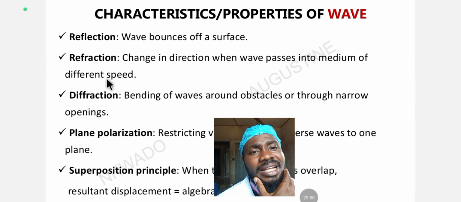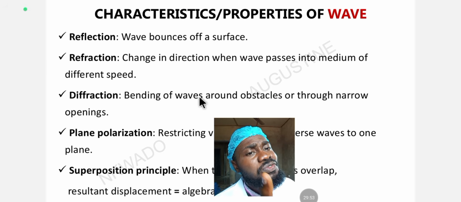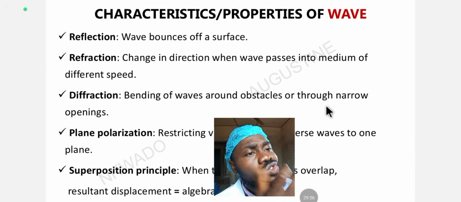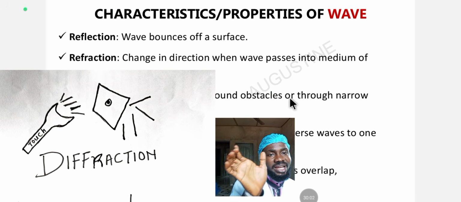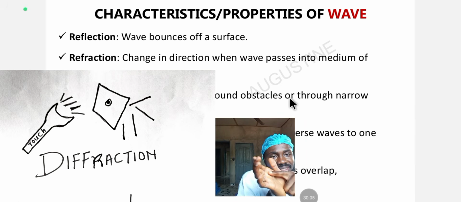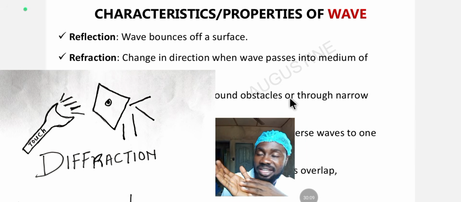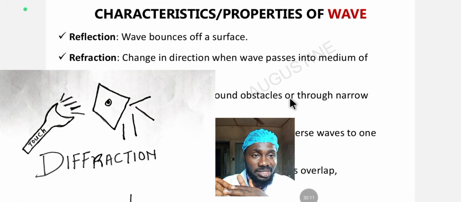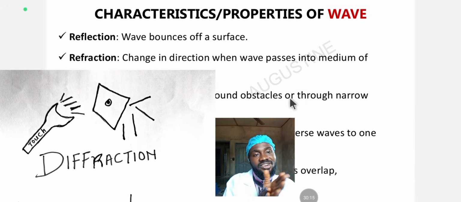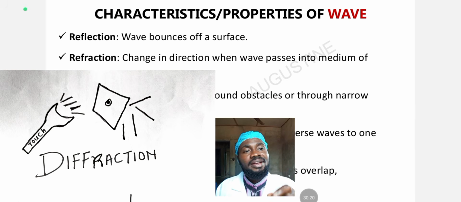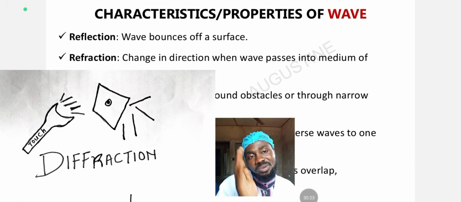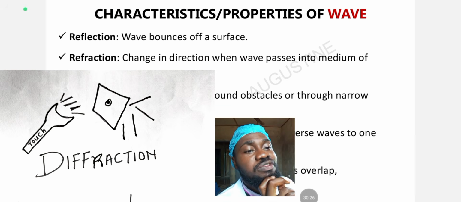Okay, so let's look at diffraction. Diffraction is the bending of waves around obstacles or through narrow openings. For example, this place bends like this. When the wave gets to that point, it's going to do what? It's going to bend, because of the point. That's diffraction. It bends because of the obstacle. When you put an obstacle in the path where a wave passes, it bends.